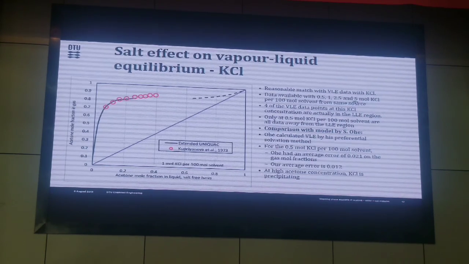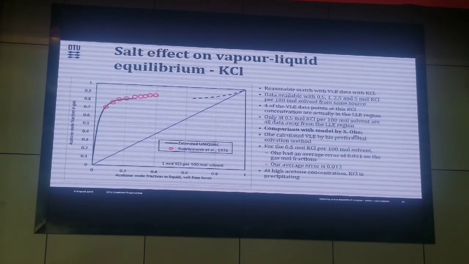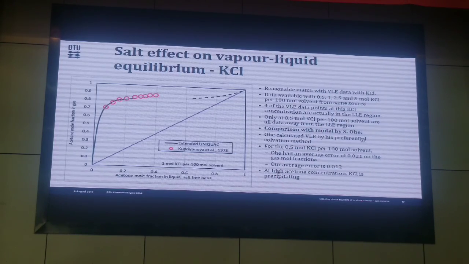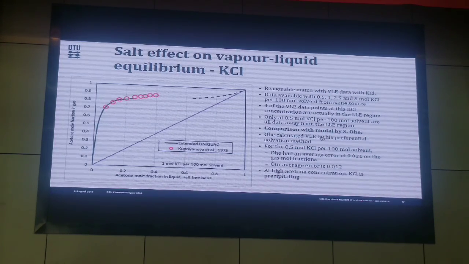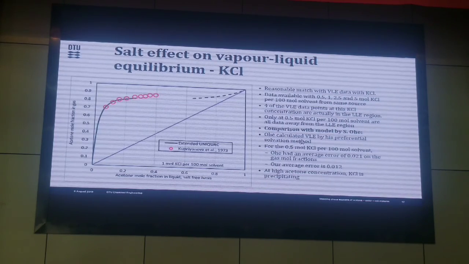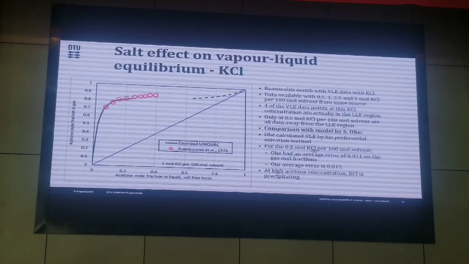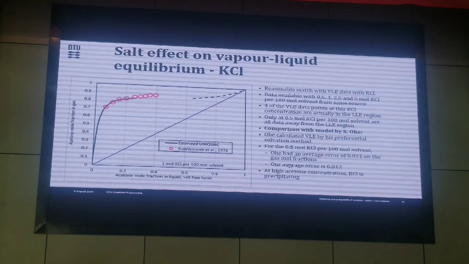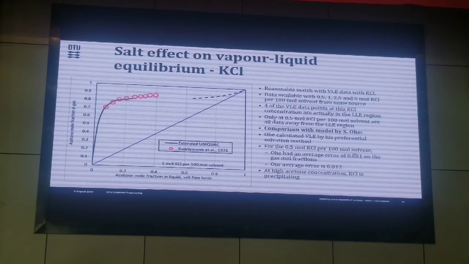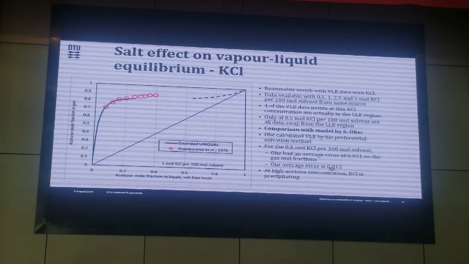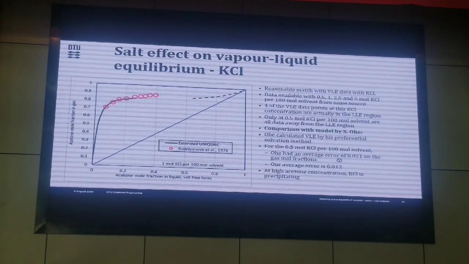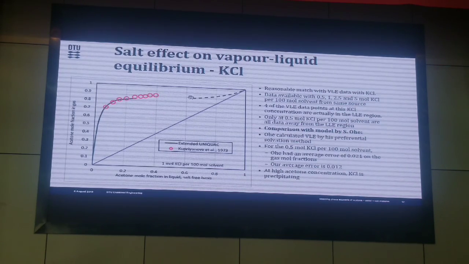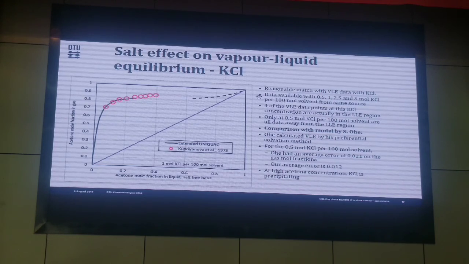If I compare with some data by Owe, who made this book on the vapor-liquid equilibrium in mixed solvents, he calculated by this preferential solvation method, and for the 0.5 mole KCl per 100 mole solvent, this is the one where it's all B and E. Then we got an average error of 0.021, and we get 0.02, so we're doing quite well. And Claudia had just mentioned that here, KCl is actually precipitated.